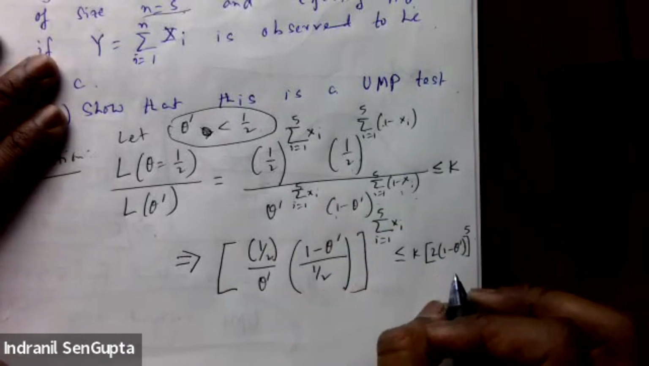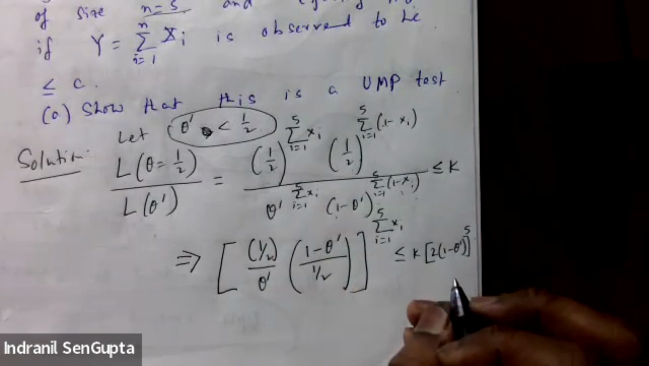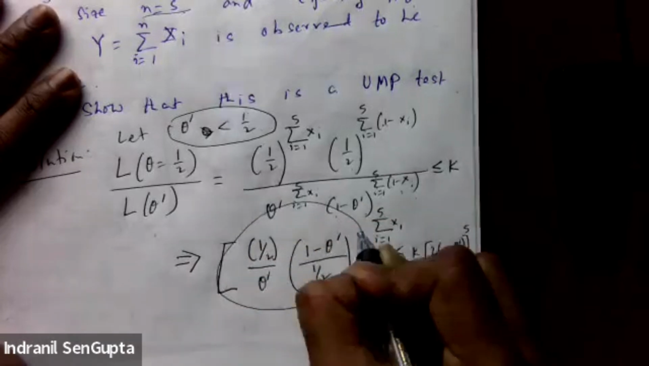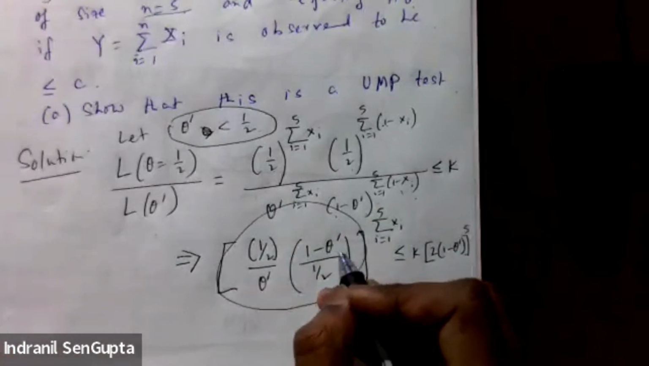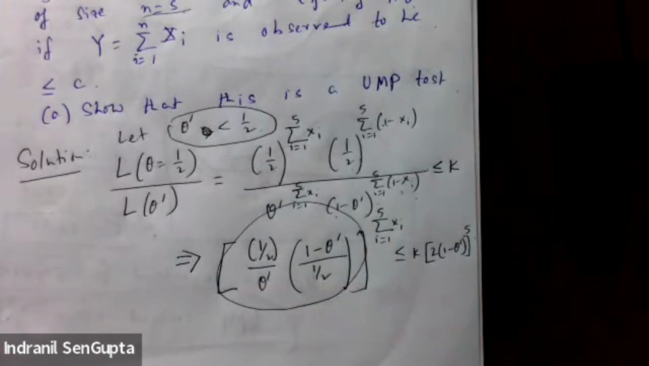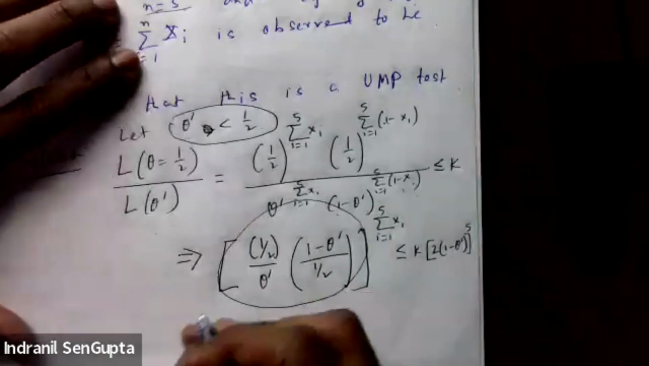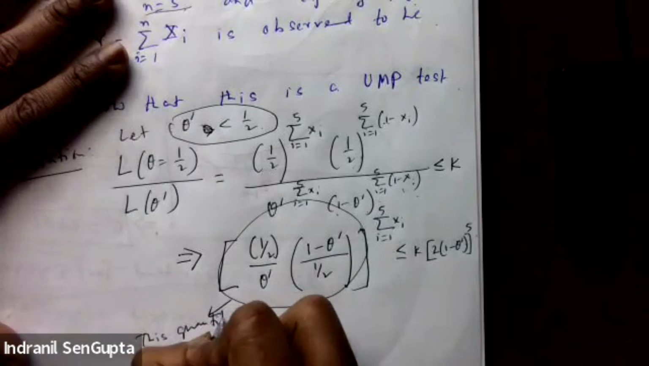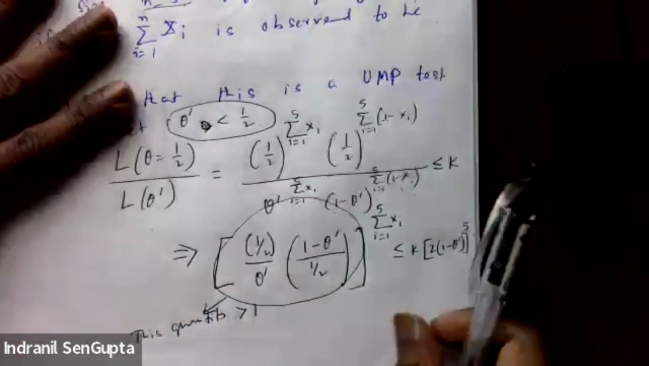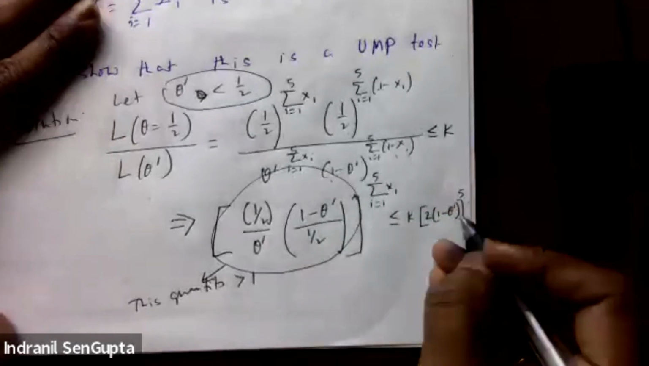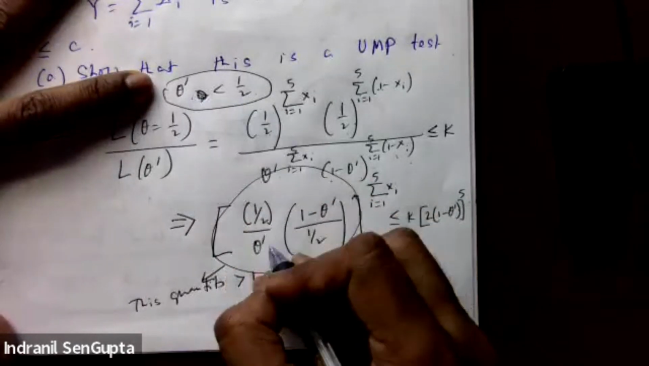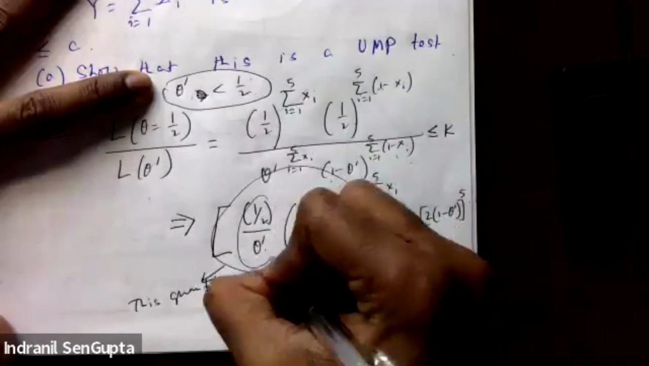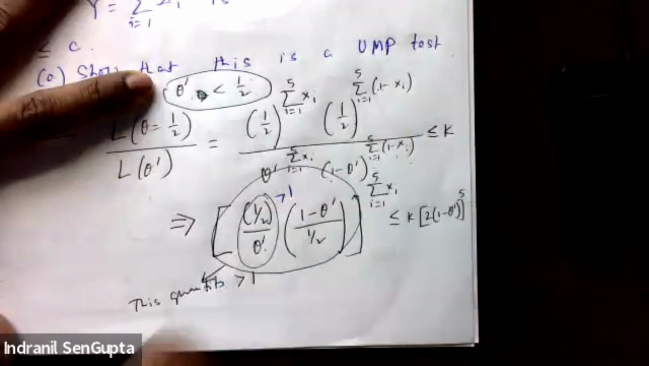Once we know that this quantity right here is clearly a positive quantity, and not only that, it's greater than 1. Why? Because look at the fact that theta prime is less than 1/2. So if theta prime is less than 1/2, then 1/2 over theta prime is clearly bigger than 1.